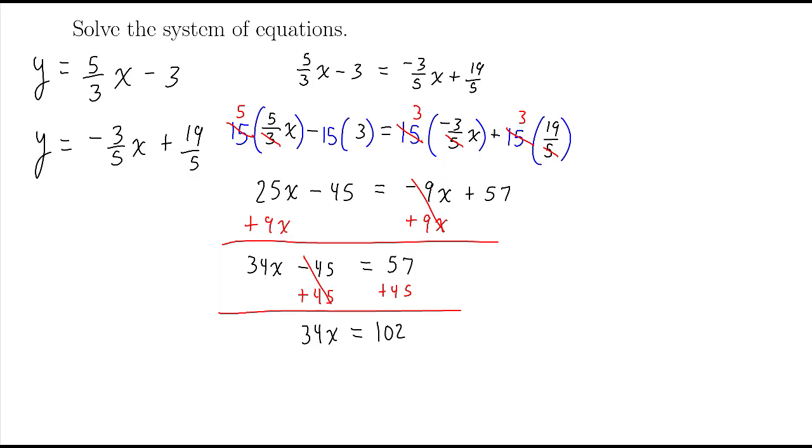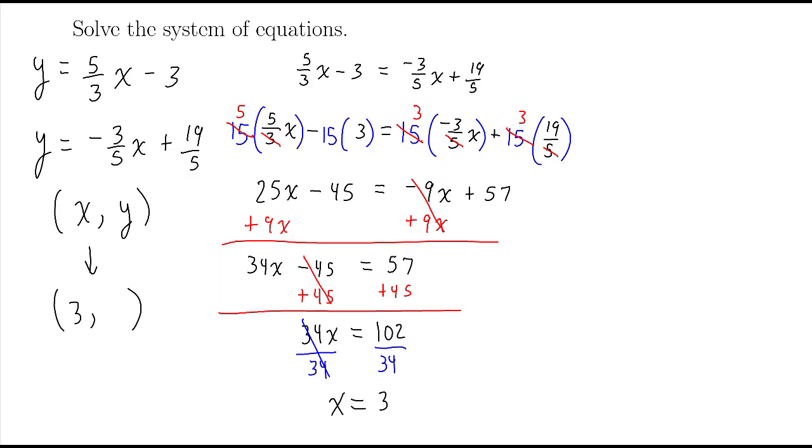Now let's divide both sides by 34. 34 divided by 34 is 1. So that's 1 times x, which of course is just x. x equals 102 divided by 34, which is 3. So if I'm looking for a point, an x, y ordered pair, that represents the solution to this system of equations, I have found that the x value that they share is 3.